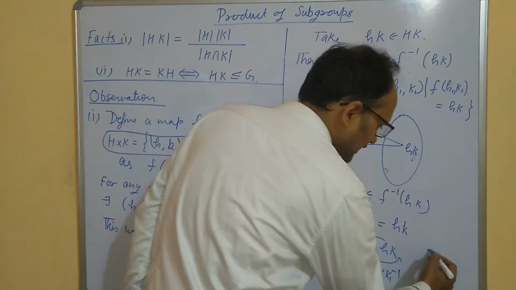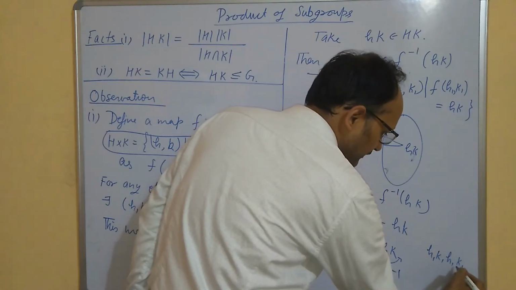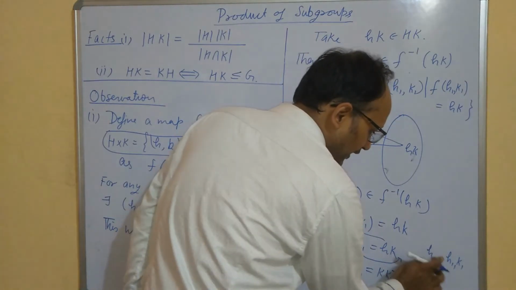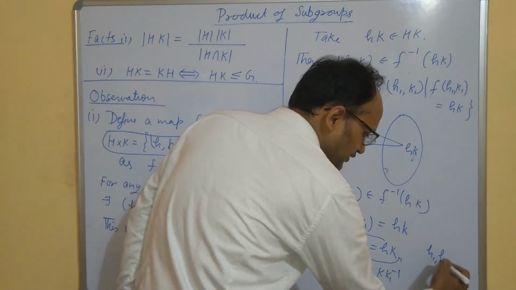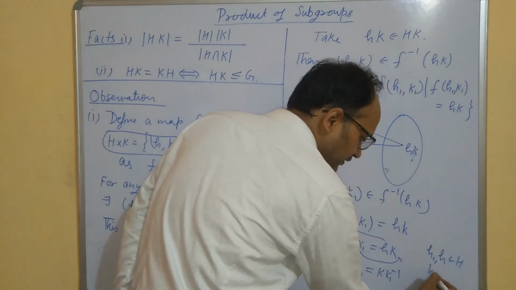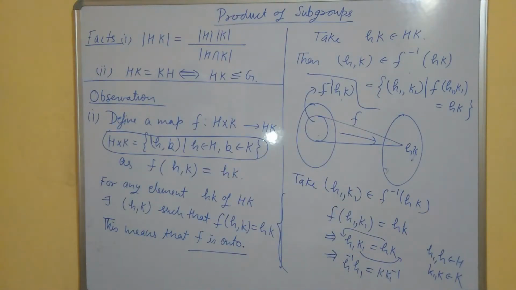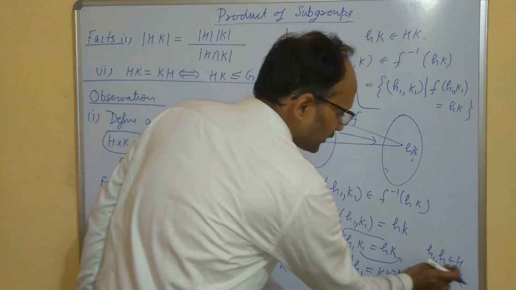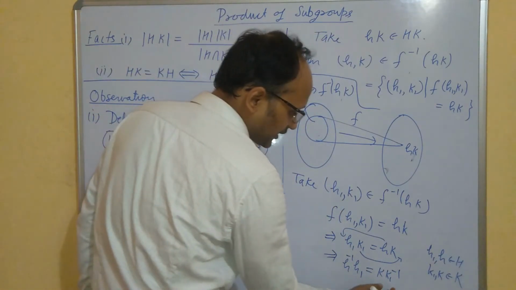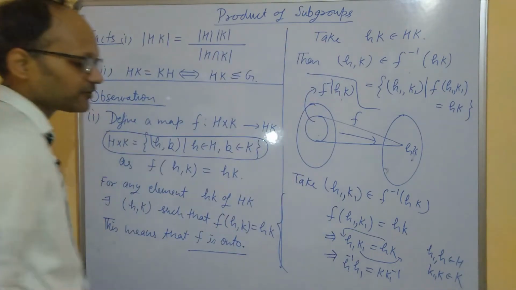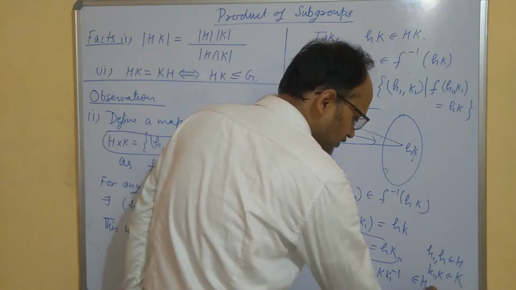Where this h, k, h1, k1, so h and h1 are elements of H, and k1 and k are elements of K. Okay, now these two elements are from H, so their product, this element will also be in H and this element will be in K, but both the elements are equal. So it means both the elements belong to the set H inverse K.